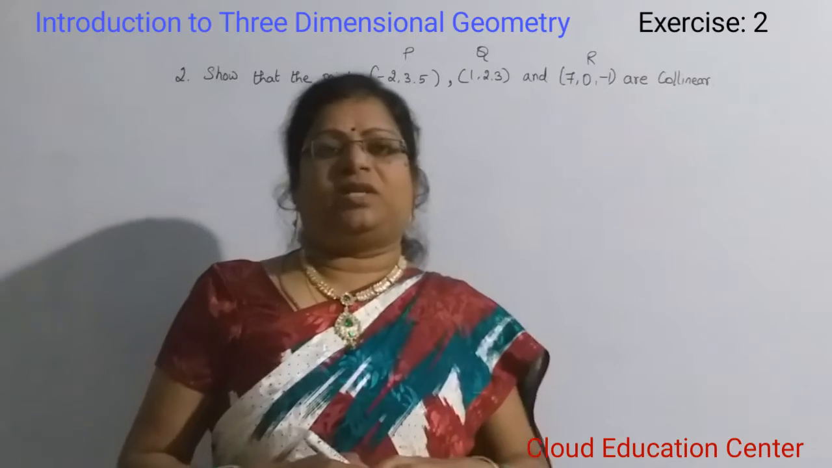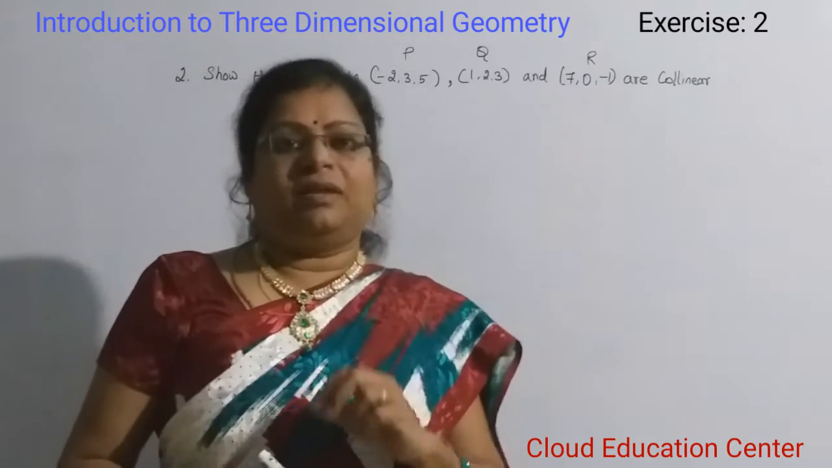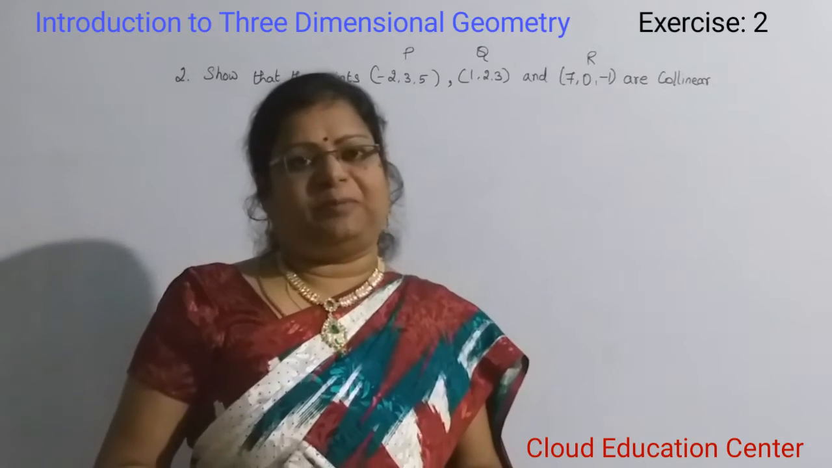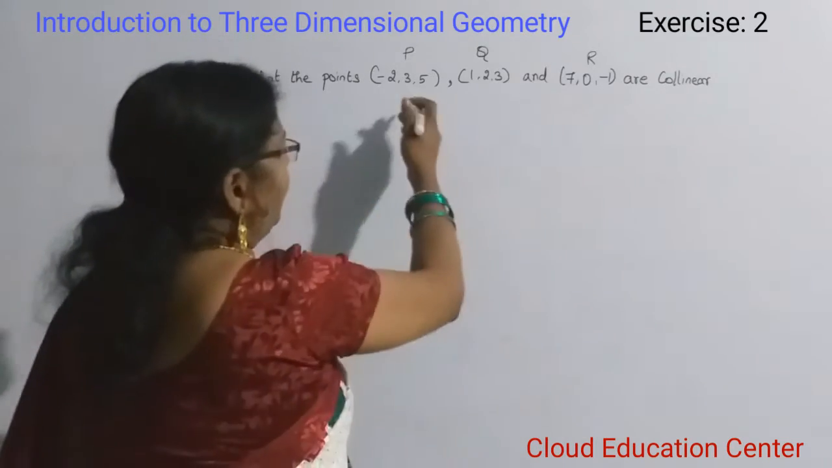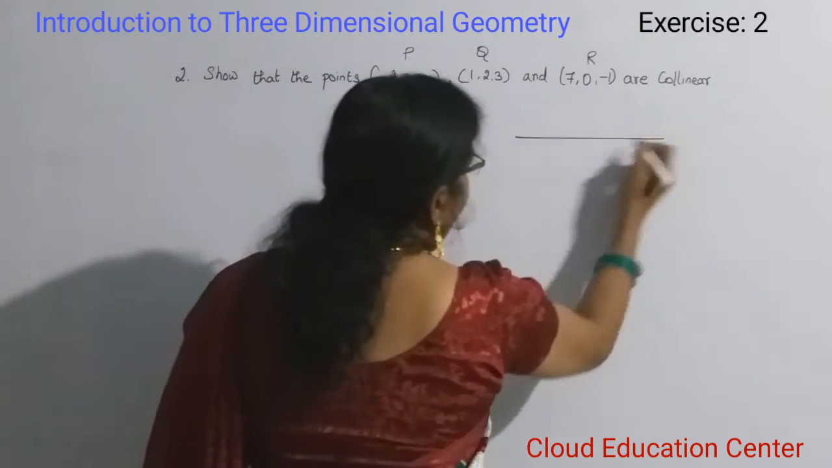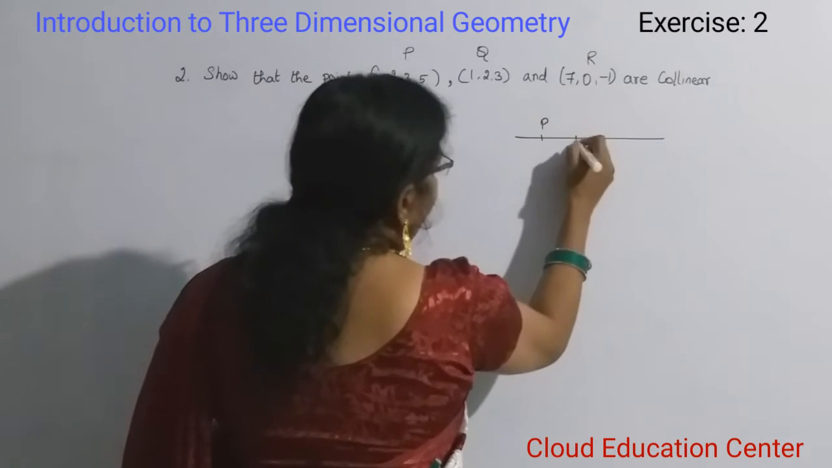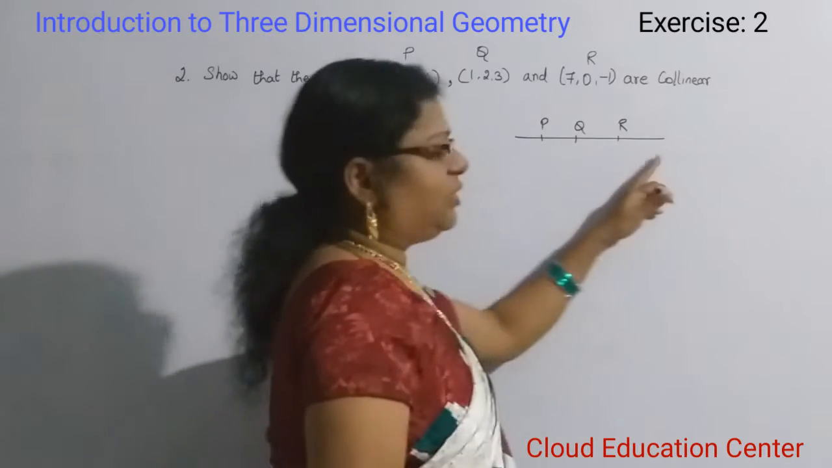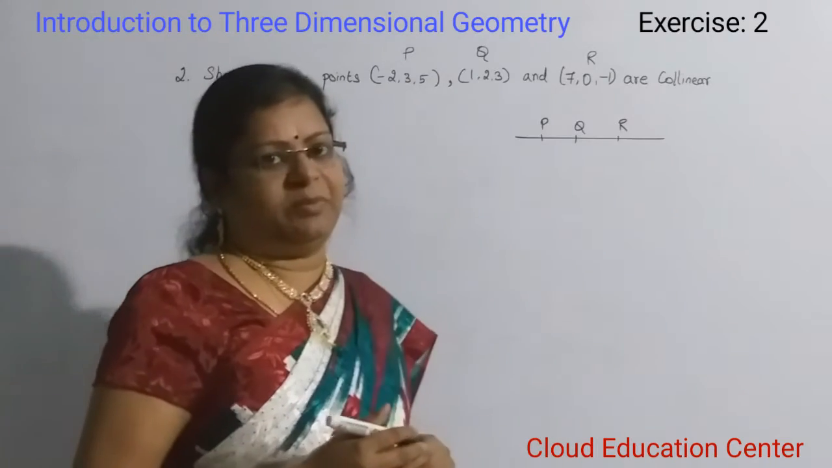First of all, I will explain what collinear means. Collinear means nothing but the points lie on the same line. So those points are called collinear points. For example, here we have taken P, Q, R on a straight line. If these three points lie on the same line, we can say they are collinear points.